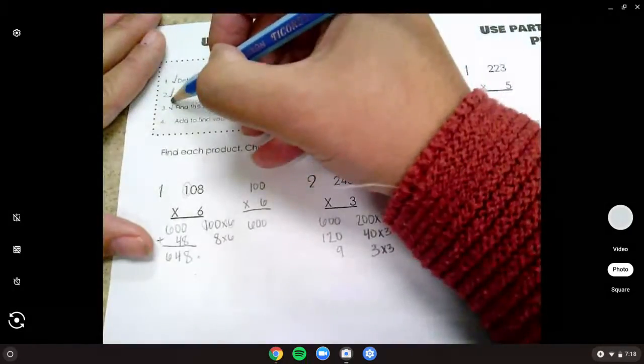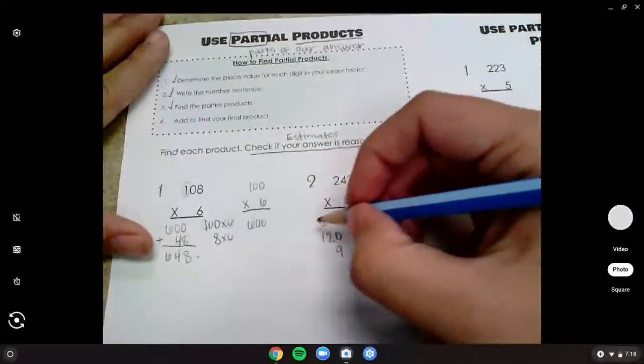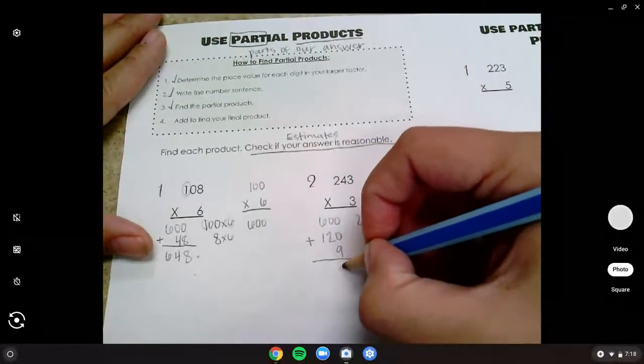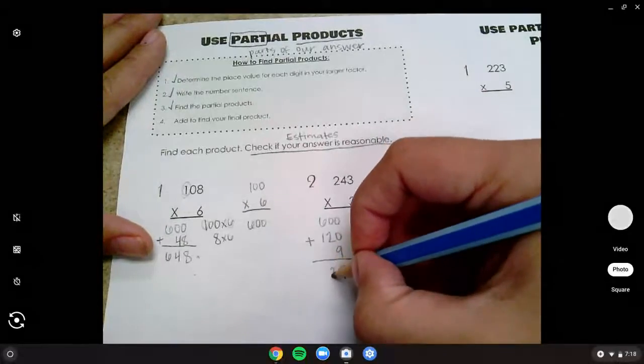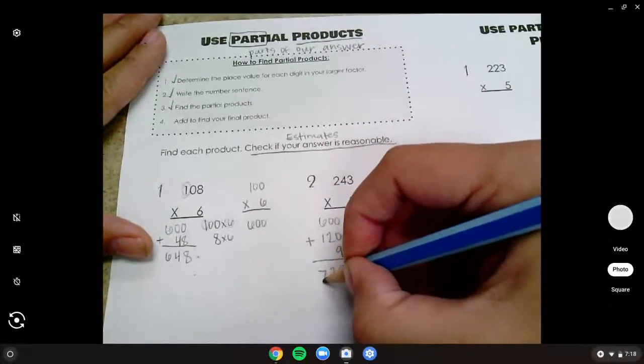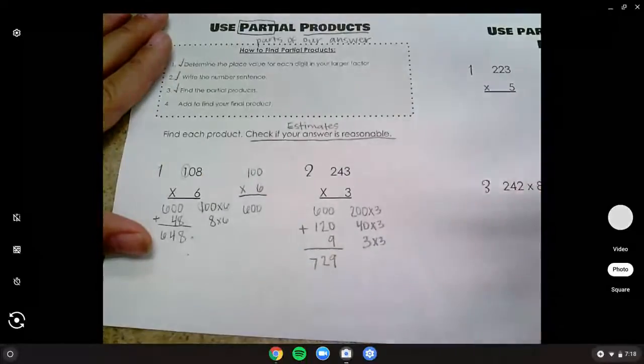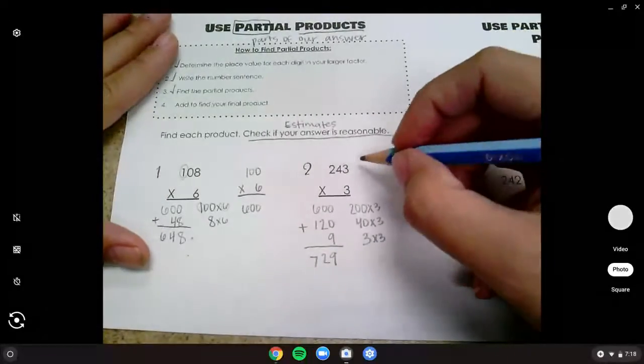Now, I did step 3. Now I add to find my final product. 0 plus 0 plus 9 is 9. 0 plus 2 is 2. And 6 plus 1 is 700. So 729. Now I need to estimate to see if my work was right.